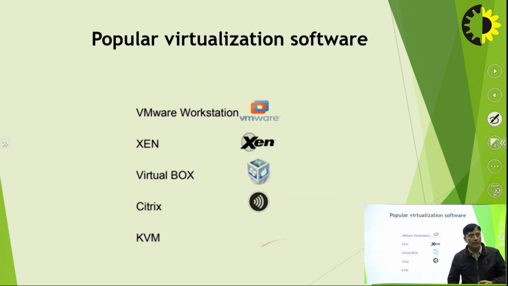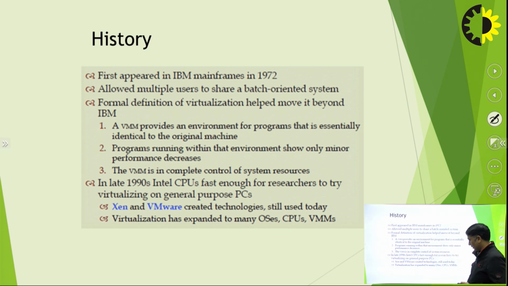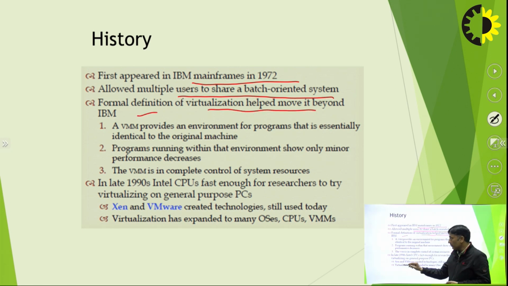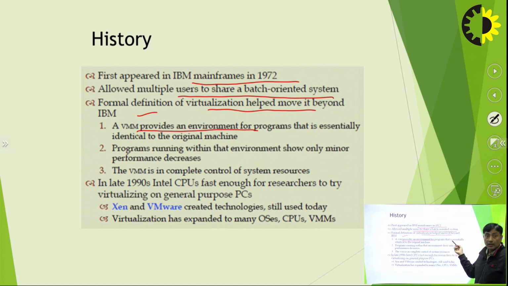Popular virtualization software available in the market includes VMware Workstation, Xen, VirtualBox, Citrix, and KVM. Let us see the history. The name virtualization first appeared on the IBM mainframe in 1972, and it allowed multiple users to share a batch-oriented system. The formal definition of virtualization helped move it beyond IBM: a VM provides an environment for programs that is essentially identical to the original machine, with only a minor performance decrease for programs running within it.